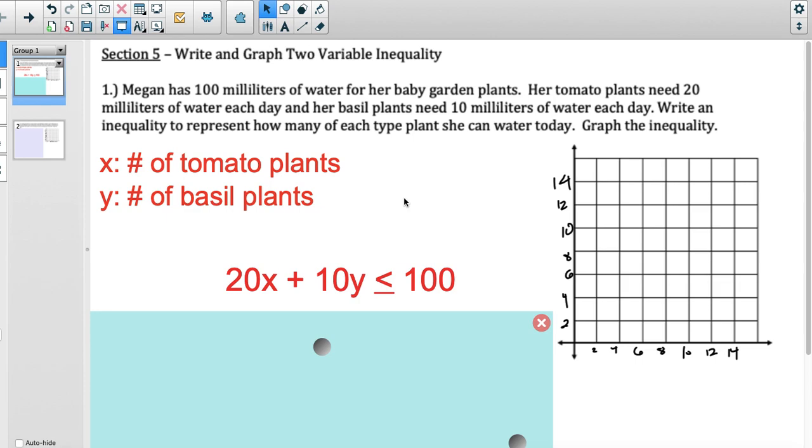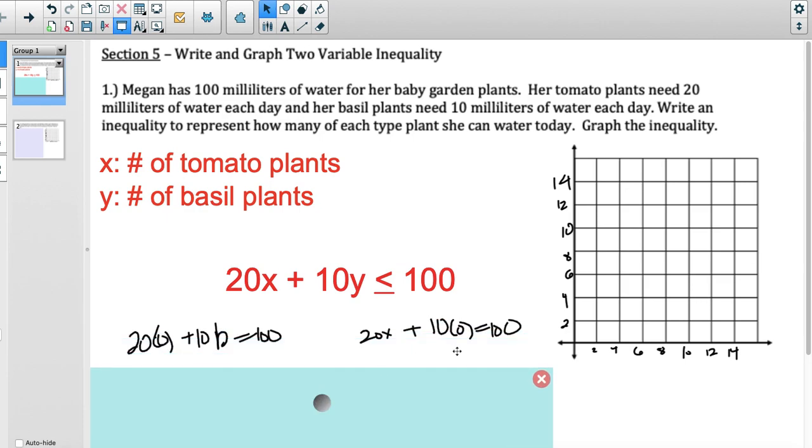When we go to graph the inequality, because this is in standard form, the way that we've been talking about graphing would be using intercepts. An intercept is where we cross the x-axis or the y-axis. If I have 0 basil plants, then I would be finding how many tomato plants I could plant. So that would be over here: 0 basil plants, 20 tomato plants.